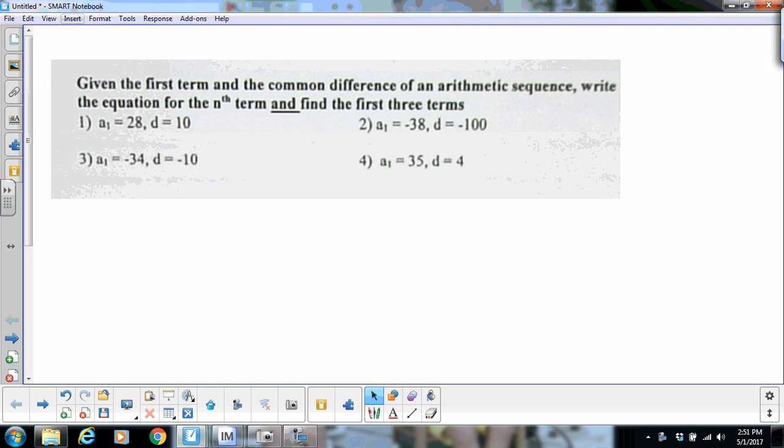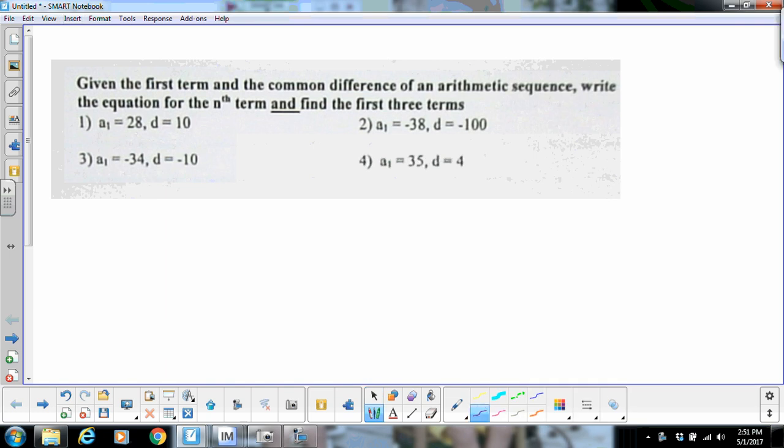All right, so today we started talking about arithmetic sequences, and I'm going to work through a couple of these problems from your homework tonight. It says given the first term and the common difference of an arithmetic sequence, write the equation for the nth term and then find the first three terms. I'll work through 1 and 4.